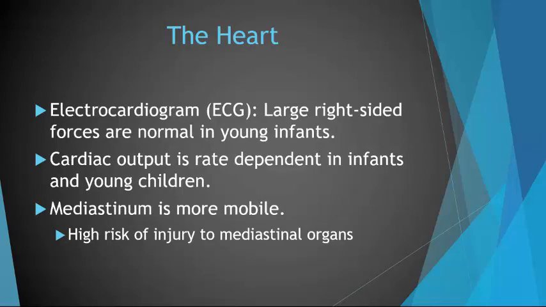Large right-sided forces are normal in young infants, so you may see different changes on the ECG, especially in the inferior leads if you're doing a 12 lead. During the first year of life, the ECG axis and voltages shift to reflect left ventricular dominance. Cardiac output is rate dependent in infants and young children, and that's why their heart rates are much faster, because their body is depending on a faster heart rate to maintain cardiac output. The pediatric mediastinum is more mobile than adults, which gives them a high risk of injury to mediastinal organs.